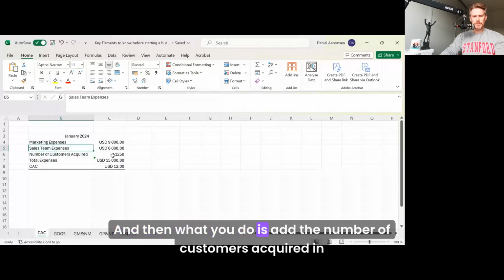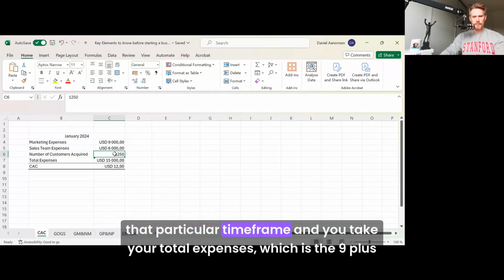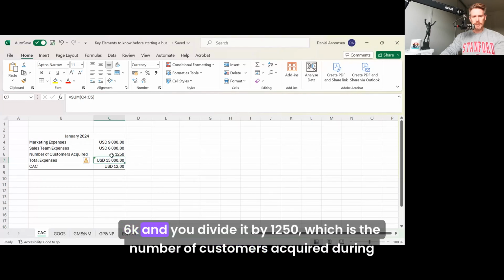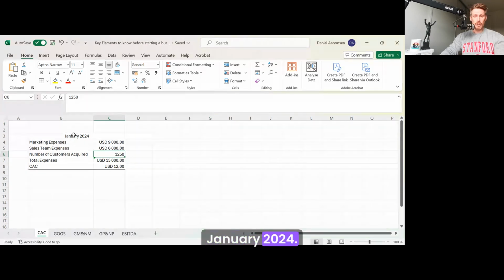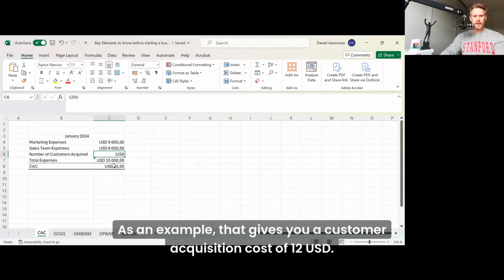And then what you do is add the number of customers acquired in that particular time frame, and you take your total expenses, which is the 9 plus 6K, and you divide it by 1250, which is the number of customers acquired during January 2024, as an example. That gives you a CAC or customer acquisition cost of 12 USD.